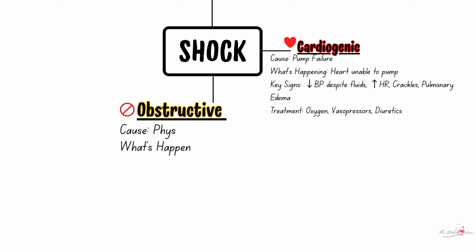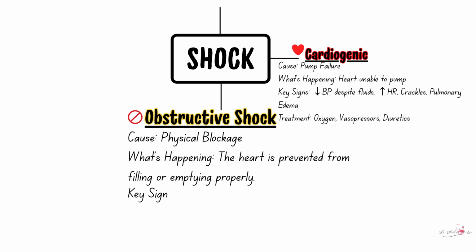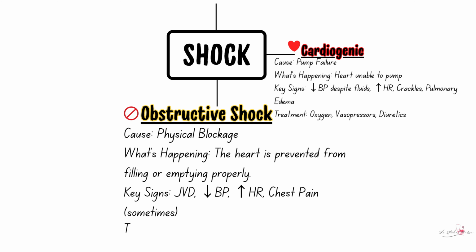Obstructive shock occurs when there is a physical blockage preventing the heart from filling or emptying properly. Even though the heart muscle itself may be functioning, blood flow is mechanically restricted, leading to a sudden drop in cardiac output. Common findings include jugular venous distension, hypotension, and tachycardia. This cluster of findings tells you that blood is not moving forward effectively, even though the heart may still be working. Treatment priorities include oxygen, supportive fluids, and most importantly, relieving the obstruction causing the shock.